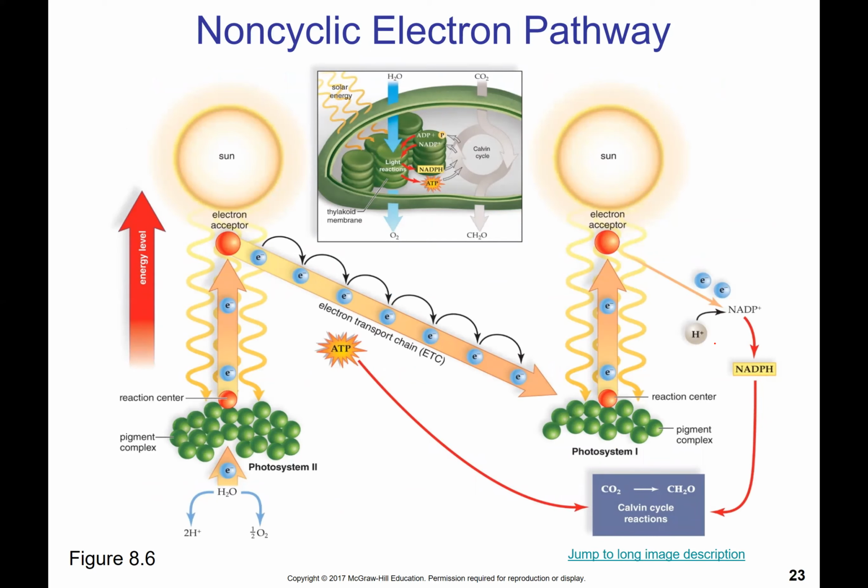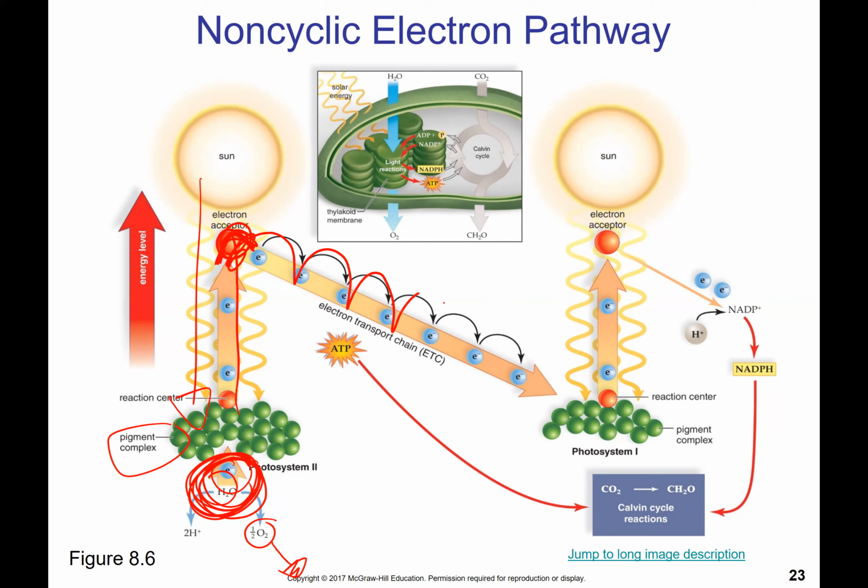Here is a nice picture of the non-cyclic electron pathway. It's non-cyclic because it's not a cycle. You have to get refilled, and water is going to be providing those electrons. So water provides the electrons, and oxygen gets released and leaves through the stomata. These electrons go into our pigment complex, so chlorophyll A, chlorophyll B, carotenoids. Sunlight comes and excites these electrons. Once these electrons get excited in the electron acceptor, they go down an electron transport chain, just like cellular respiration. So we get some ATP created from this.